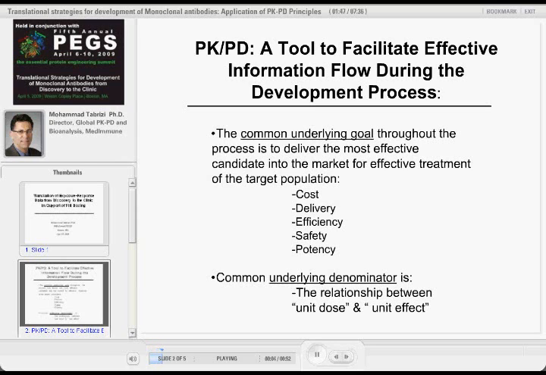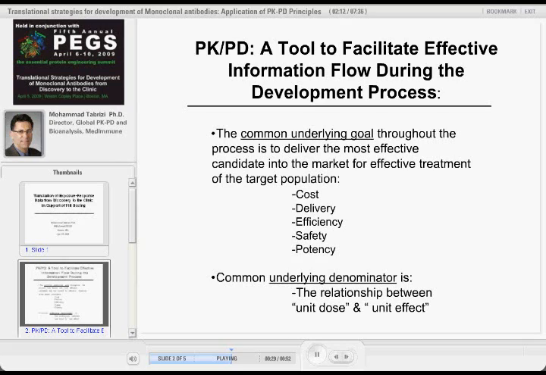flow during the development process. And one of the tools that you have is really bringing the pharmacokinetics, your exposure, to your pharmacodynamics, the effect that you see, whether it's a deleterious or efficacious effect. And if you consider that, the common underlying goal throughout the development process is to deliver the most effective candidate into the market for effective treatment of the target population.